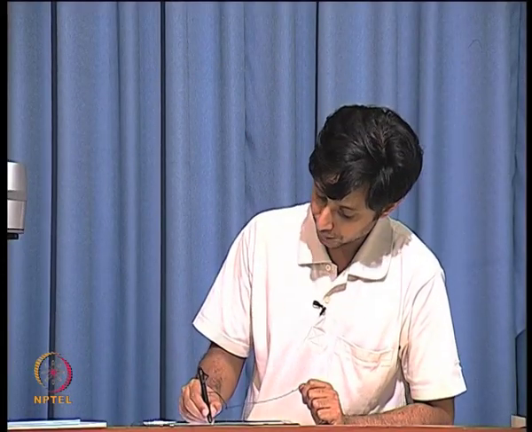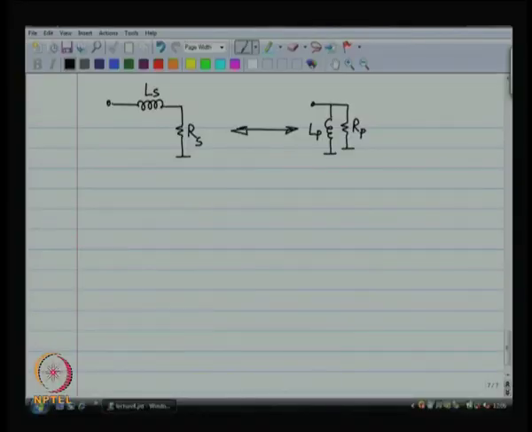Okay, this is what I would like to do. I would like to transform back and forth between a series LR network and a parallel LR network. First of all, I want to know if this is possible at some frequency, it should be possible, and how are the two networks interrelated. First observation is, it is definitely not possible to transform this over the entire frequency range. A series network can never mimic a parallel network. This is first observation. Okay.